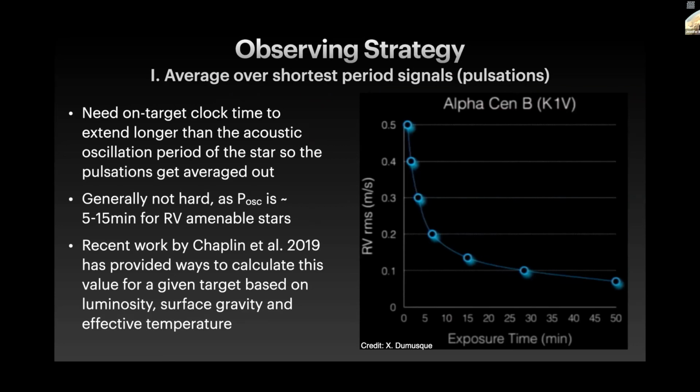These often have periods in the 5 to 15 minute regime, and so you can make sure that your open shutter time on a given star covers at least that much clock time. And then you should be able to average these down. And so an example of this is seen in the data for Alpha Cen B.